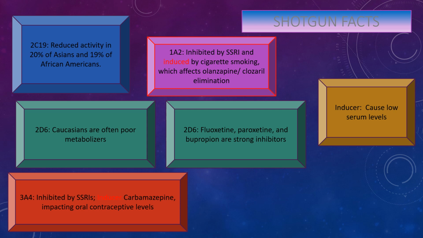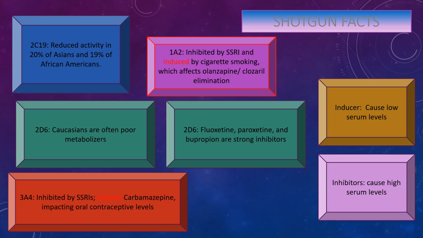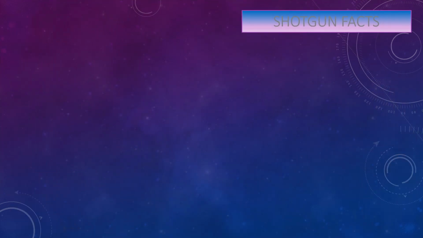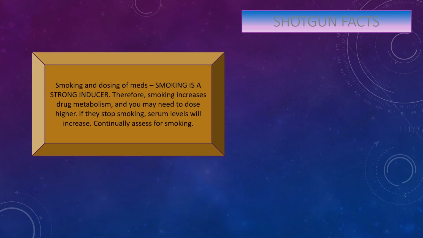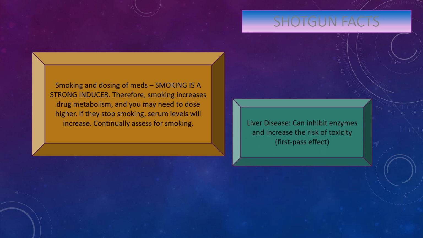Inducers cause low serum levels. Inhibitors cause high serum levels. Smoking and dosing of meds: smoking is a strong inducer, therefore smoking increases drug metabolism, and you need to dose higher. If they stop smoking, serum levels will increase. Continually assess for smoking. Liver disease can inhibit enzymes and increase the risk of toxicity.